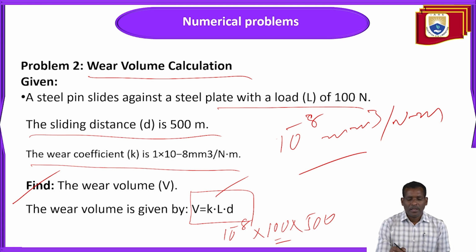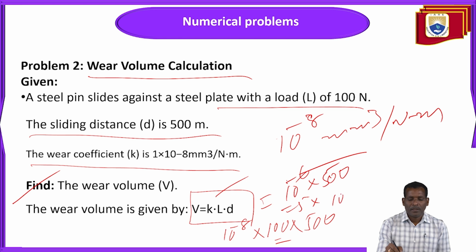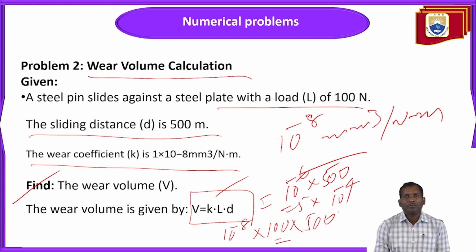Now calculate this one. 10 to the power minus 8 into 10 square, so 10 to the power minus 6 into 500 meter. So 5 into 10 square, again 10 to the power minus 4. So this is the wear volume in mm cube.